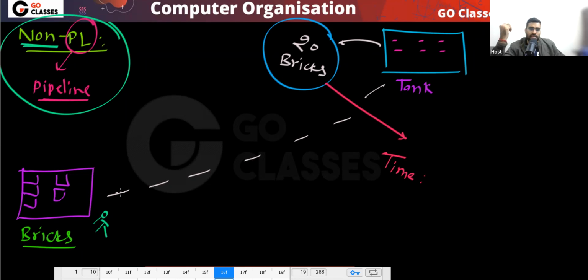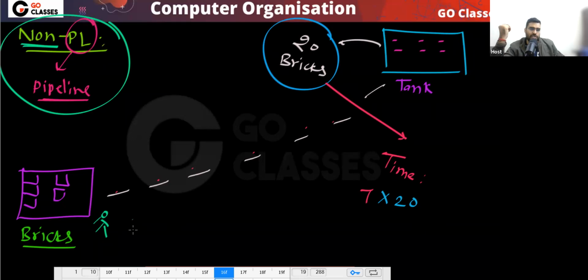You can notice that for the first person, 1, 2, 3, 4, 5, 6, 7, it will take 7 steps. Once these 7 steps are over, then the next person will go, then the second person, then the third person. So it will take 7 multiplied by 20, because we need 20 bricks here, so 20 people will go.